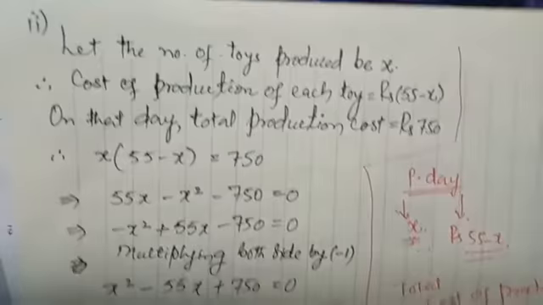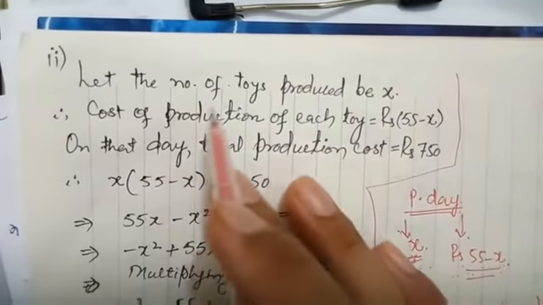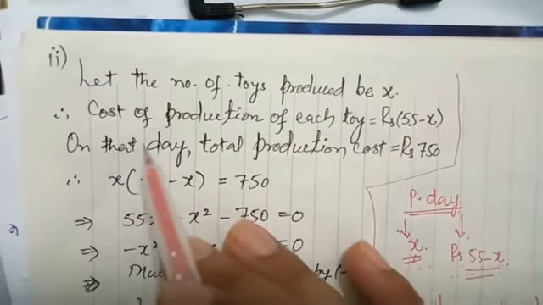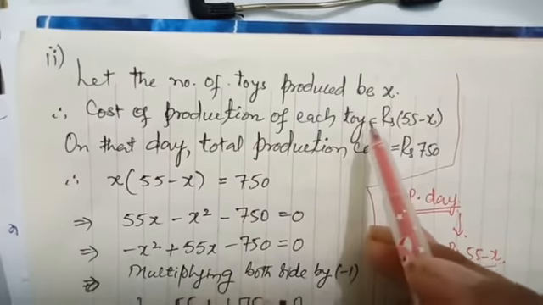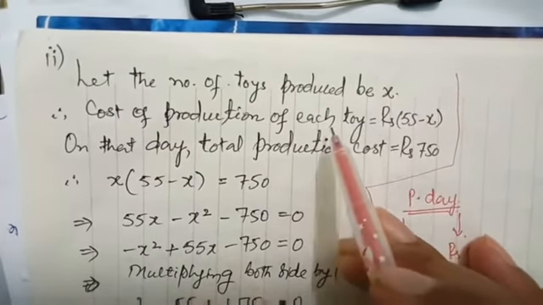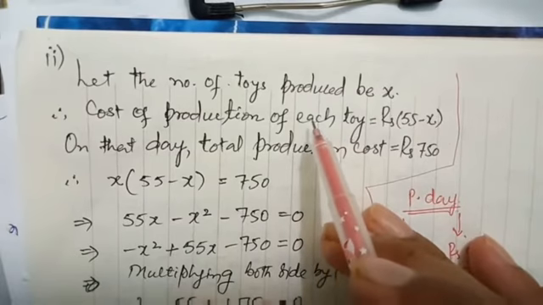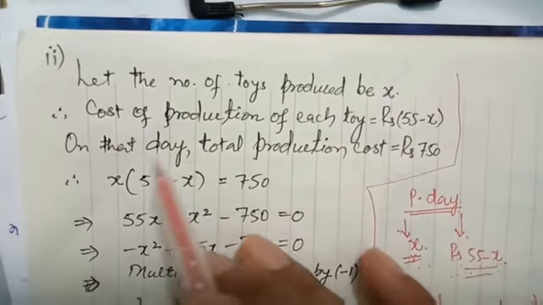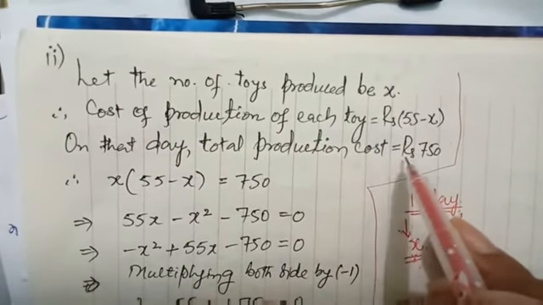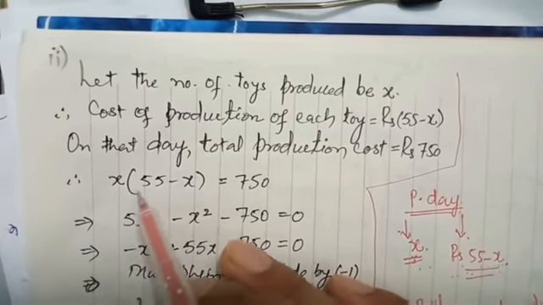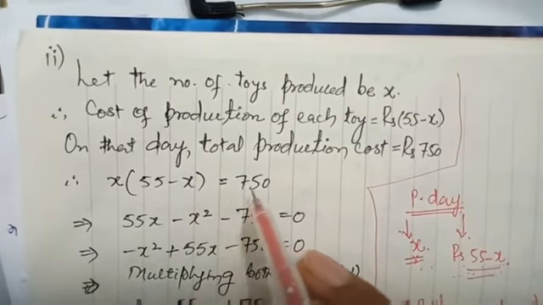Now let's look at the solution. Let the number of toys produced be x. Therefore the cost of production of each toy is rupees 55 minus x, because it is according to the question. The cost of production of each toy will be 55 minus the number of toys produced on that day. On that day, the total production cost is rupees 750. Therefore we can write, according to the question, x into 55 minus x is equal to 750.